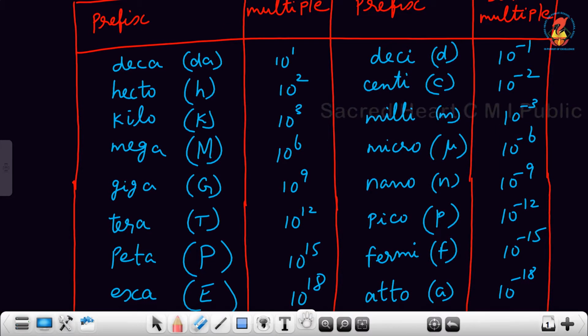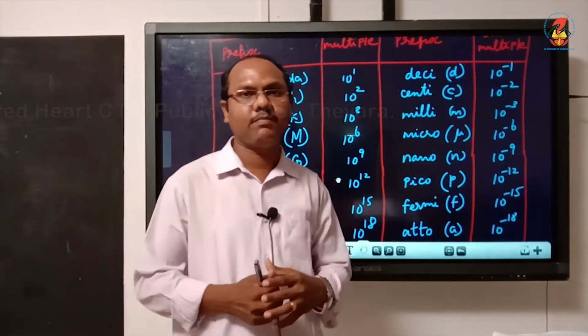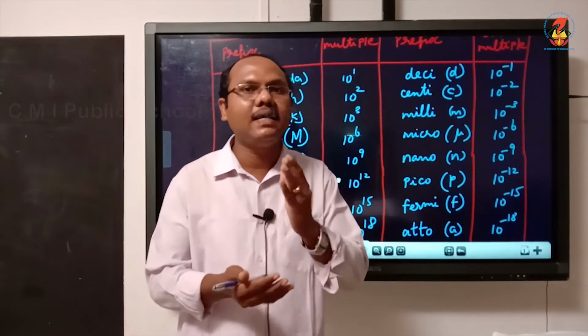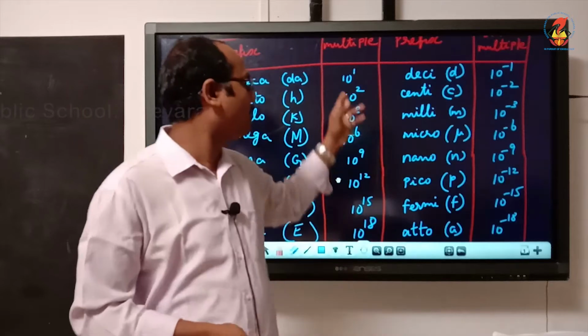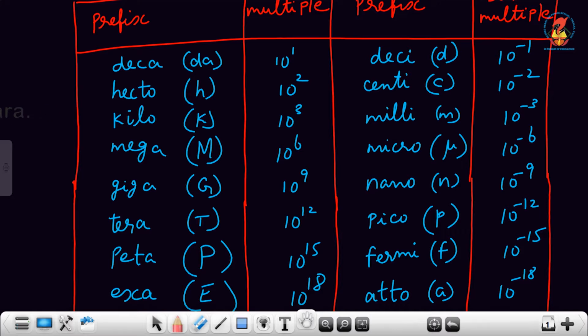First one, deca. The symbol is dA and the multiple is 10 raised to 1. That means to convert decameter to meter. Meter is the SI unit, you know. So to convert decameter to meter, what should you do? Multiply with 10 raised to 1. The next is hecto. The symbol is H and multiple is 10 raised to 2. Third is kilo. The symbol is K and the multiple is 10 raised to 3. Then comes mega. Symbol is capital letter M and the multiple is 10 raised to 6.